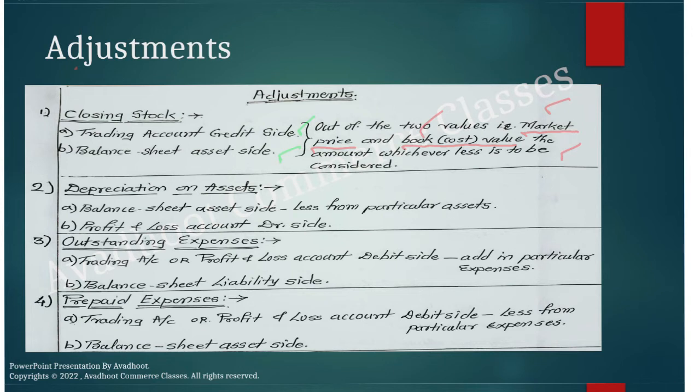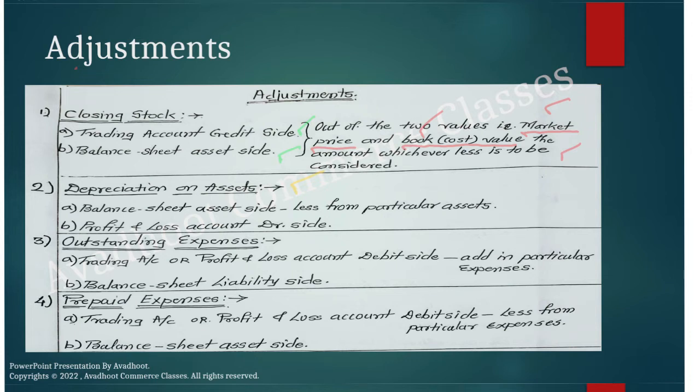Next is depreciation. What do you mean by depreciation? Depreciation is nothing but the reduction in the value of assets due to wear and tear. Last year there was a big topic on depreciation. In the 11th standard, there are different methods of depreciation. What adjustment are we going to do?